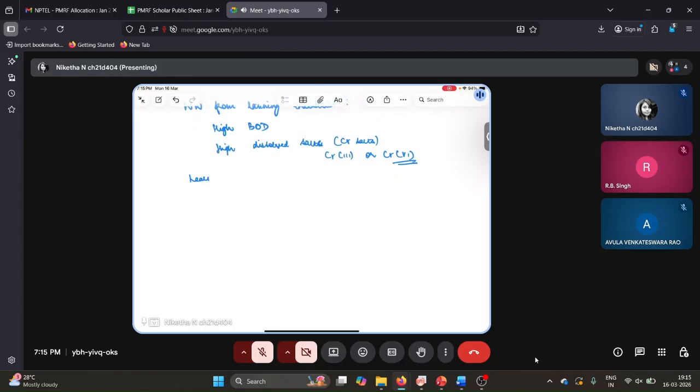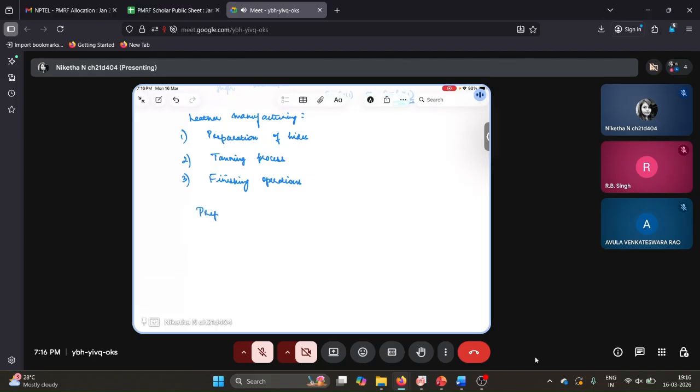And the leather manufacturing process has 3 steps. First step is preparation of the hides. The second step is the tanning process. The third step is finishing. So let's look at the first one. First one is preparation.